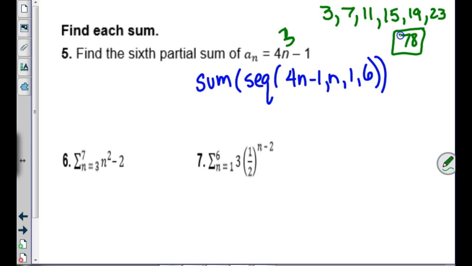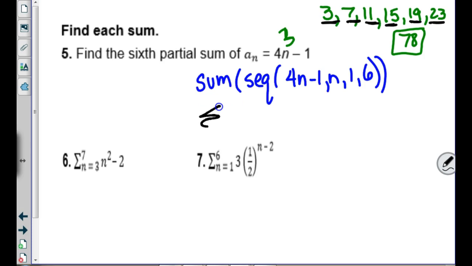This is an intro to tomorrow's lesson. Can I tell you how I got 78 so fast? What is the sum of the first and last term? What is the sum of the second and second to the last term? 26. What's the sum of these two? Okay. If it's arithmetic, that's the way it always works. So these two added up to 26, these two added up to 26, these two added up to 26, so 26 times 3 was 78. We'll learn more about that tomorrow.